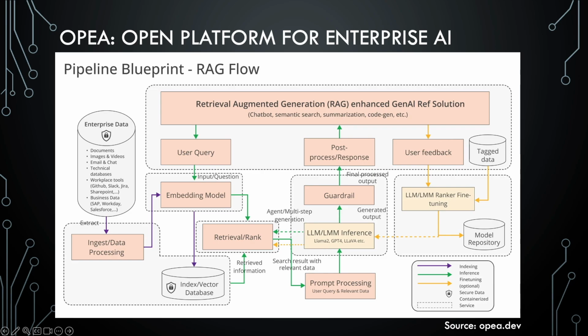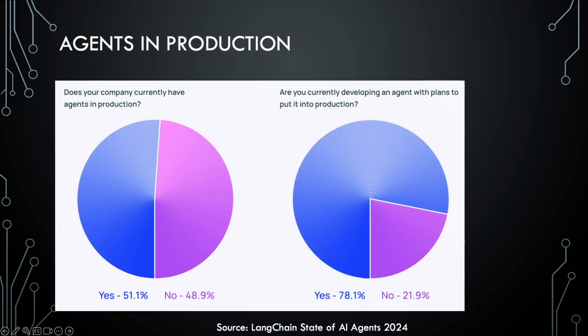I encourage anyone who's interested to get involved in OPEA or similar initiatives. It's an opportunity to help establish standards, contribute to reference architectures, and shape the future of enterprise AI infrastructure. It's also a great way to build your own expertise in this field and receive informal mentorship from the field's open source pioneers. Let's look at the current state of agents in production based on real world data.